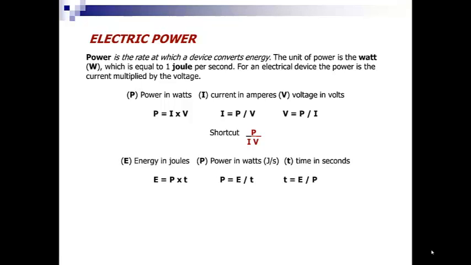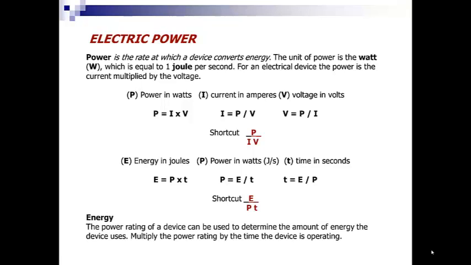Energy is measured in joules. Power is measured in watts, which is a joule per second, and time is measured in seconds when we're talking about electrical power. So E is equal to P times T is your formula to remember.